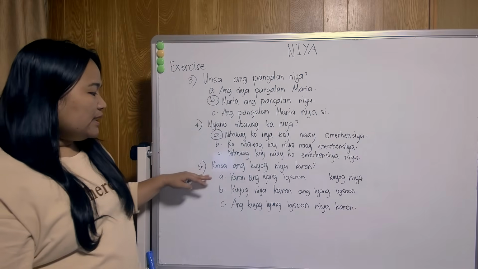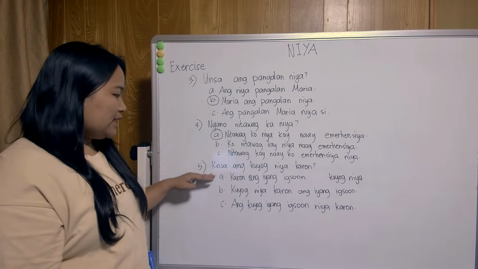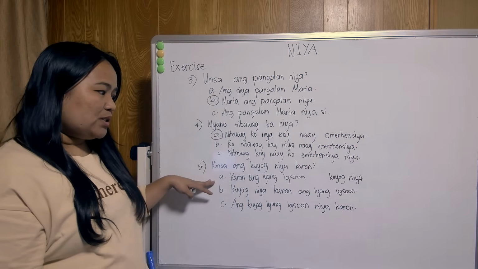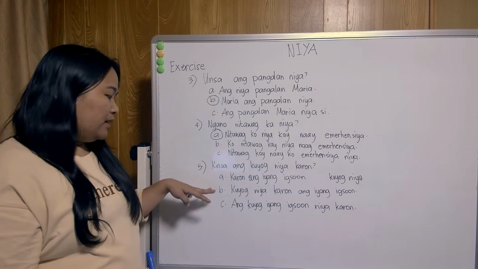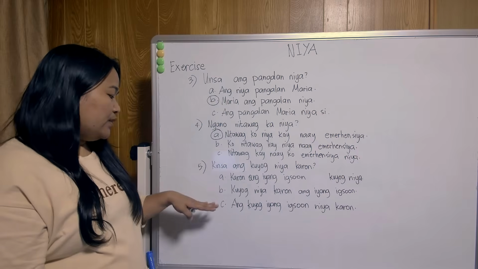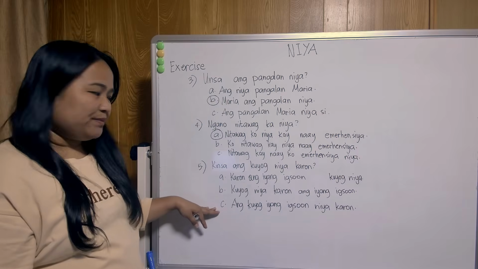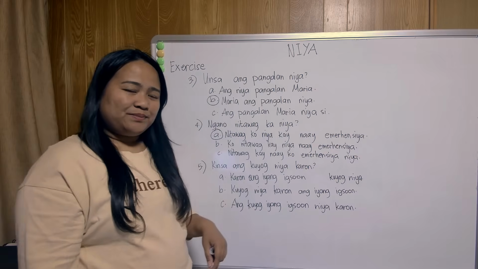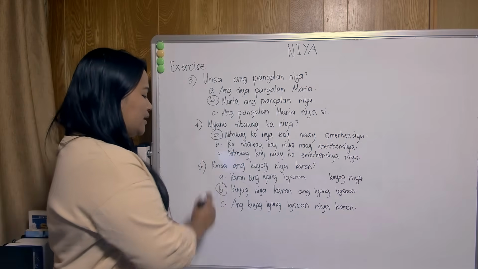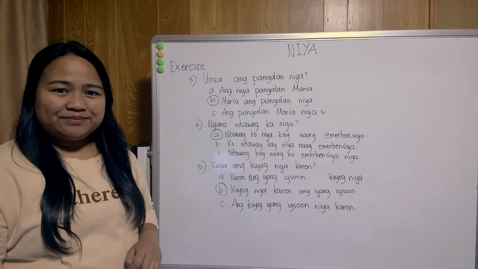Number 5. Kinsa ang kuyog niya karon? Is it A, karon ang iyang igsuon kuyog niya? B, kuyog niya karon ang iyang igsuon? Or C, ang kuyog iyang igsuon niya karon? What's the correct answer? The correct answer is letter B. Kuyog niya karon ang iyang igsuon.